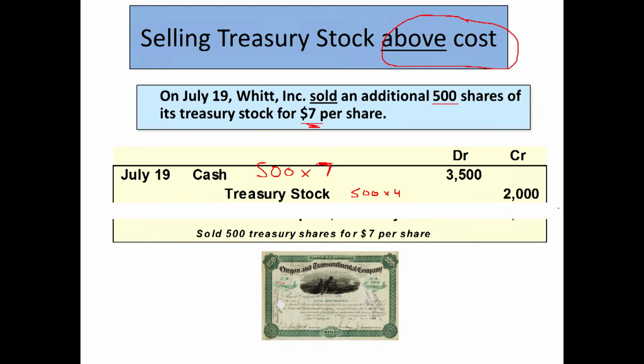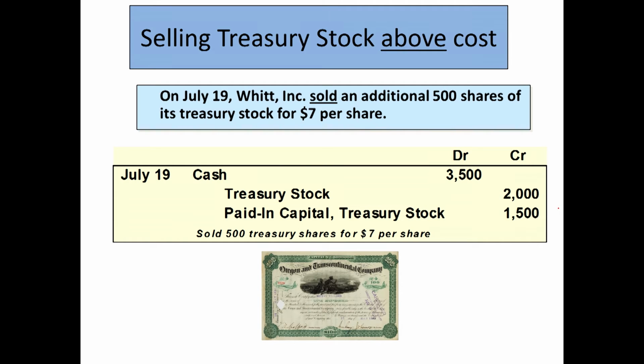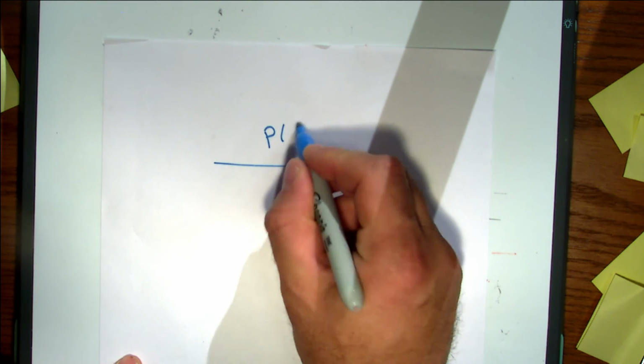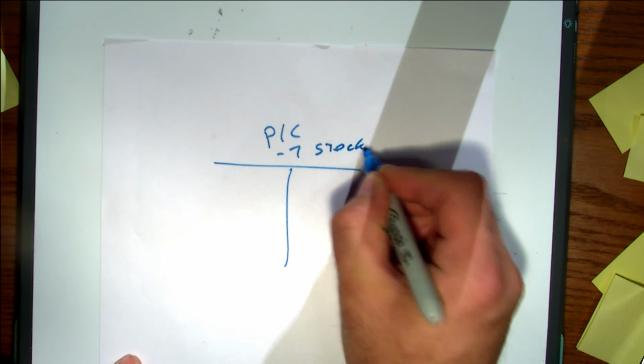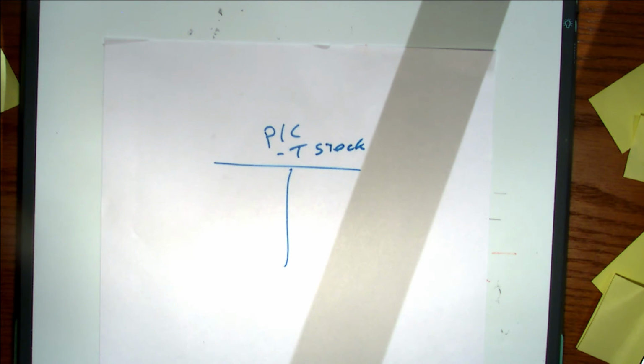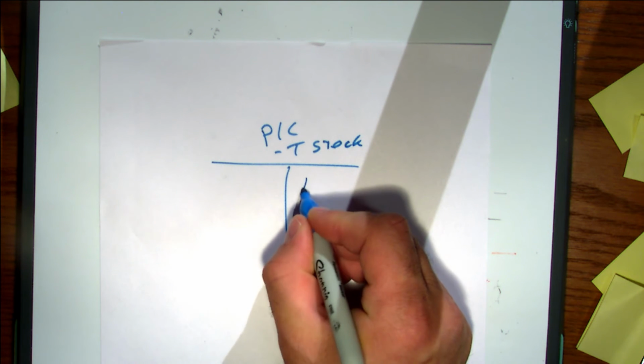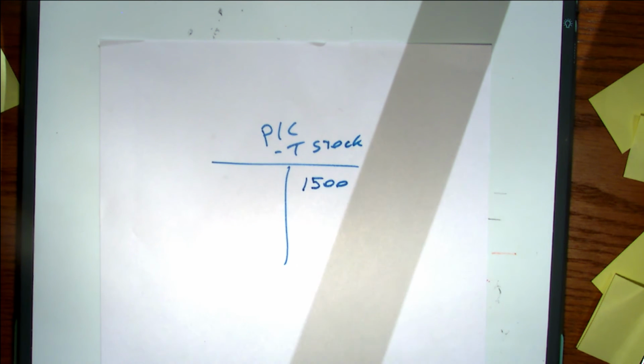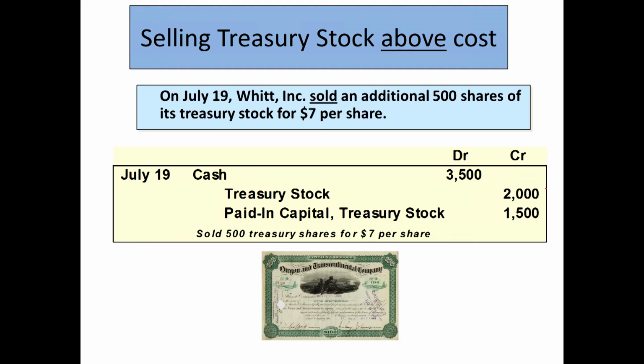Now that journal entry doesn't balance. So what do we credit? We credit paid in capital Treasury stock. Okay? Now I am going to do a T account for this paid in capital Treasury stock account. And this should be its own account, okay? We credited it for $1,500, okay? I'll show you why we're doing that here in a second. But going back to the computer, does this make sense when we sell Treasury stock above cost?